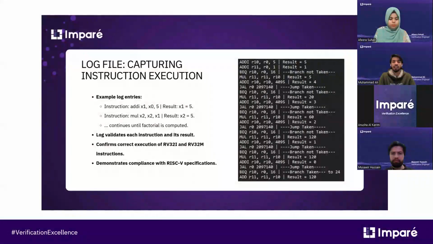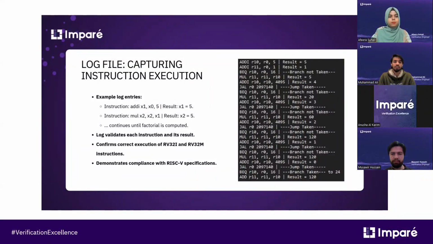Now we enter the loop and check if the number is equal to 0, then we exit the loop. If the number is not equal to 0, then the branch is not taken, and we will multiply the result register with the current value of n. Then we will decrement the value of n by 1 and jump back to the loop.